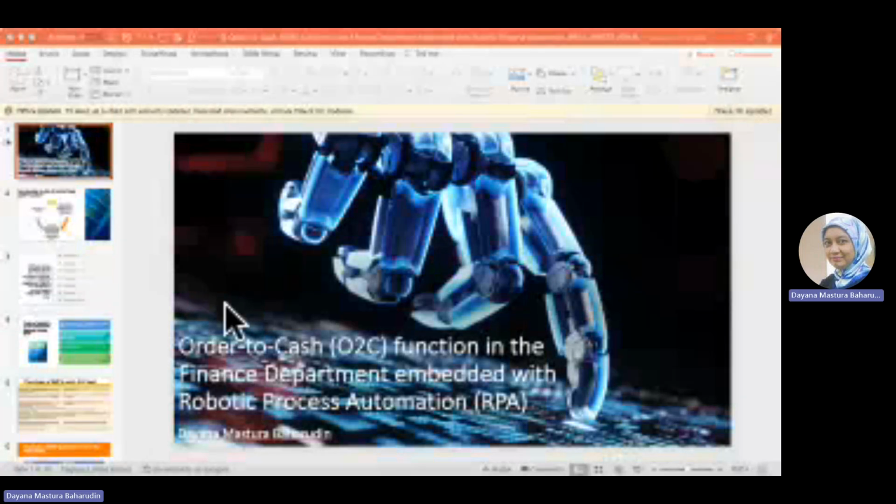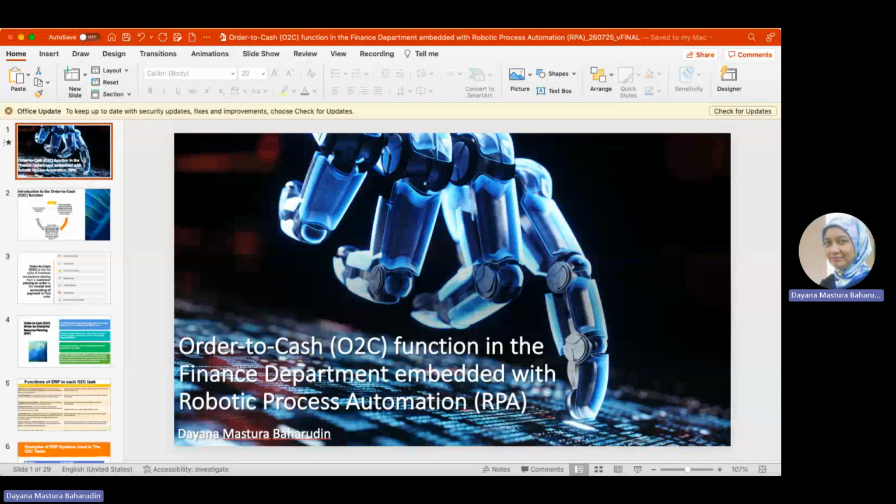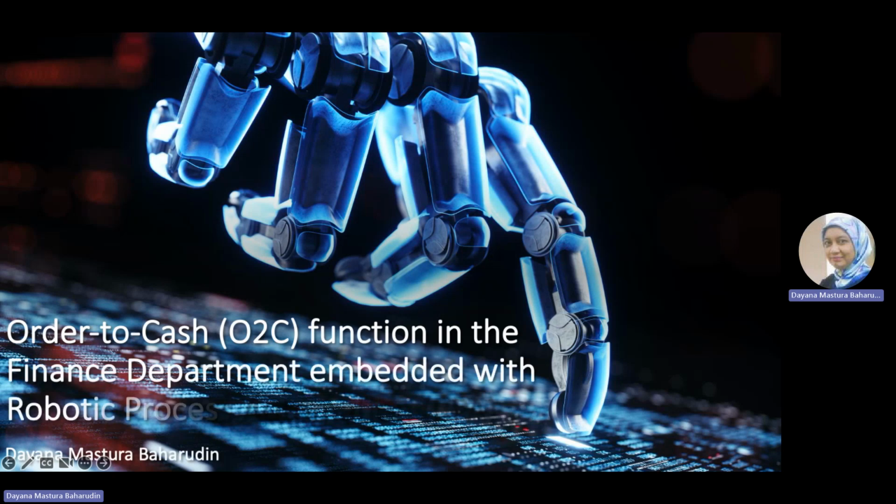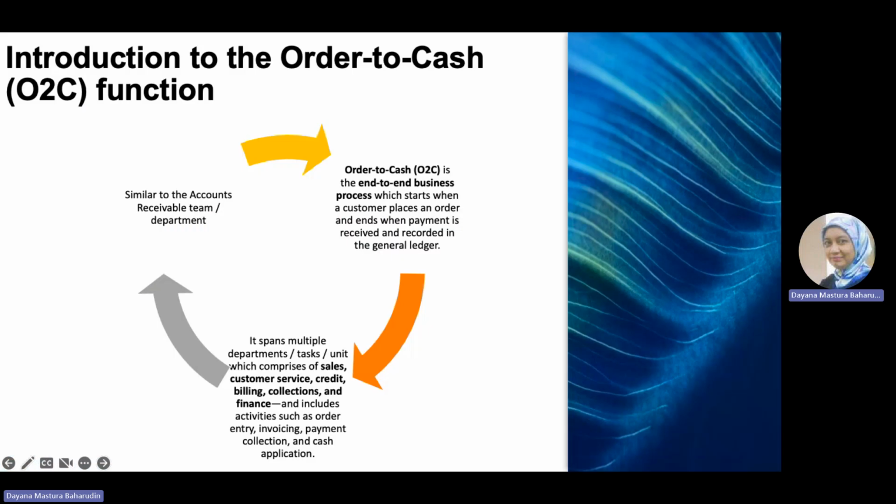Let's see what we have here today. We have a new topic on robotic process automation, but today we're going to look at order to cash. The order to cash function in the finance department embedded with robotic process automation. Okay. In the previous video, we looked at purchase to pay. So now we are going to look at order to cash. So let's see what is order to cash.